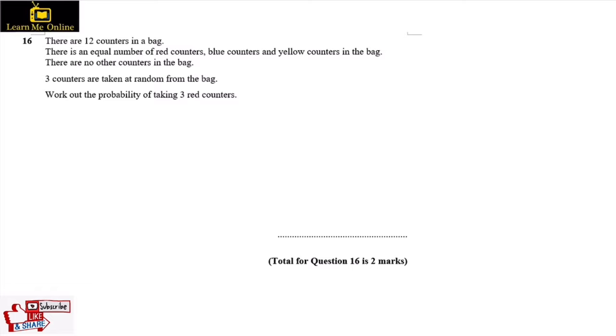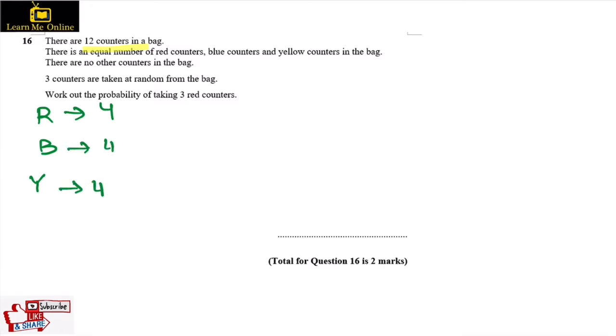Here we have got the next question, and that's a probability question. This says that there are 12 counters in the bag. There is an equal number of red counters, blue counters, and yellow counters in the bag. Because we know that there's an equal number of them, I'm going to write it down. The 3 colors we have are red, blue, and yellow, and each of them is 4, 4, and 4.